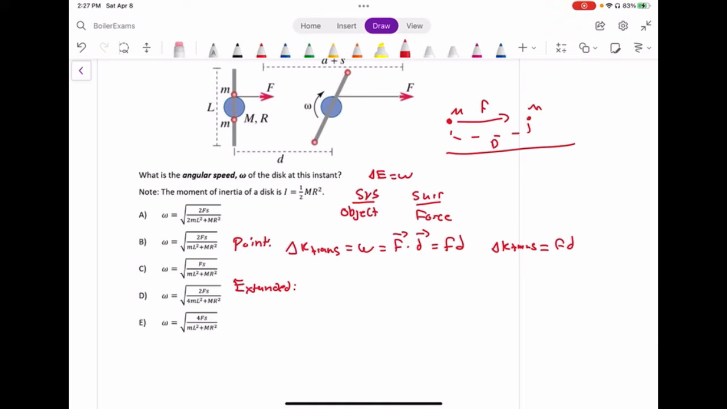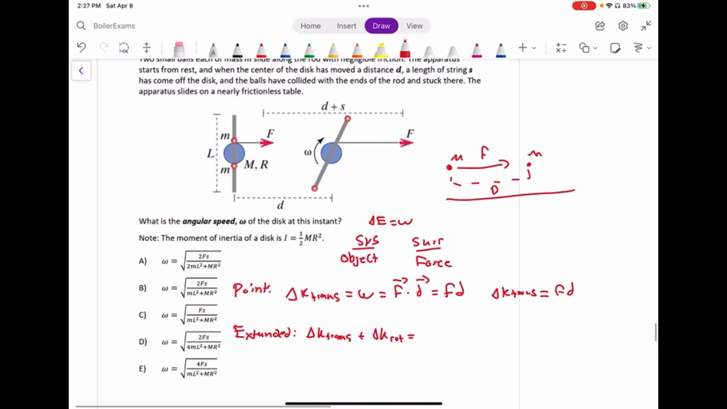Now we're going to have that same delta k trans. We're also going to have delta k rotational as well. Actually, that should be it. Yes. Okay. Equals force dot d plus s. Also, I don't think I explained in the last problem why I only picked FD. That's because that's where the center of mass moved. Now that I'm picking the extended system, I'm picking the full distance the force was acted through, which was d plus s.